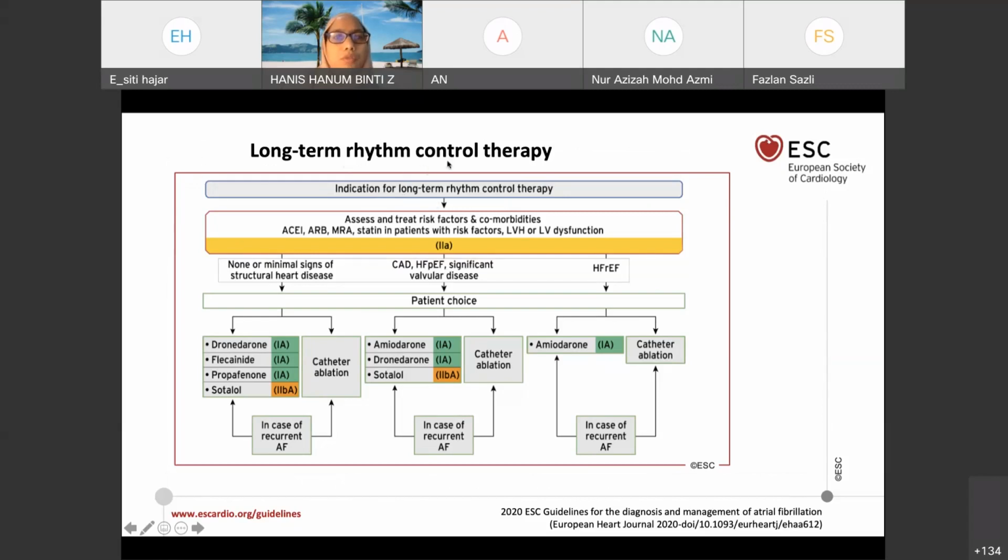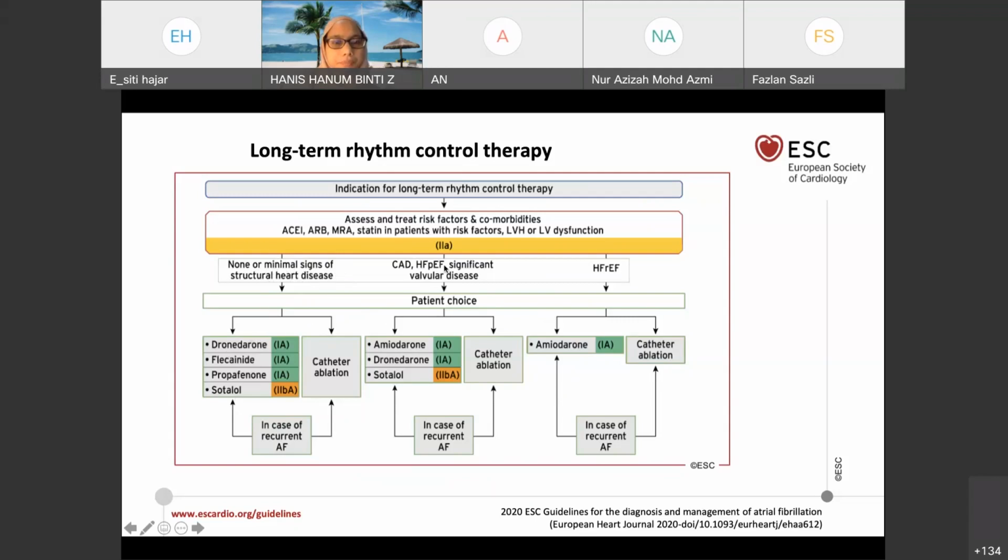Okay, so if a patient is for long term rhythm control therapy, kalau katakanlah kita dah try, like I said, dah try rate control therapy, dia tak jalan, dia cakap, okay, I want to try rhythm control therapy. Dia cakap kat doktor lah, maknanya I'm still having symptoms of AF. Okay, I'm bothered by it. So tengok kat sini patient choice. Maknanya patient yang nak. So what do we offer to the patient? Again, we need to see whether the patient has any signs or minimal signs of structural heart disease ke tak.